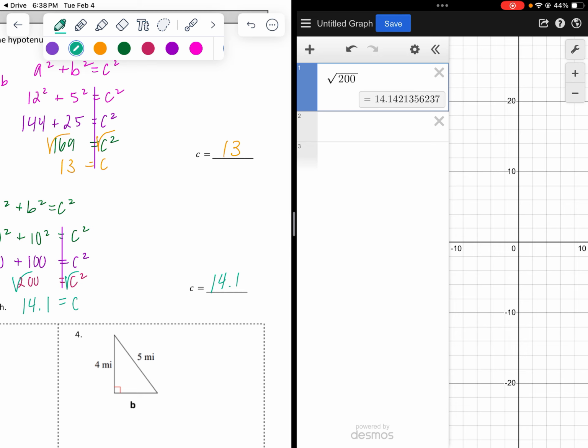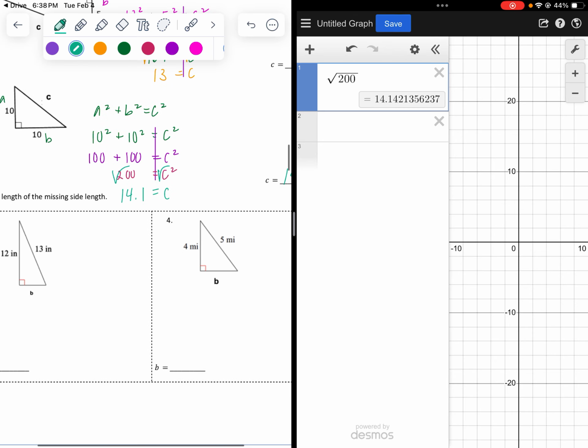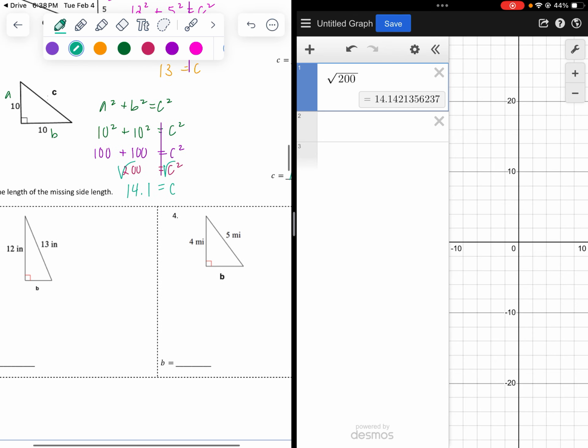Okay, I want you guys to try 3 and 4, same exact process, right? If I were to label it, this is my C, here's my A, we're trying to find B. Again, this is my C, here's my A, we're trying to find B. So plug and chug it into the equation and solve for B.